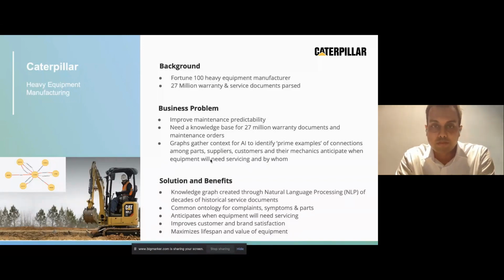for their customers. What they did was they created a knowledge graph through natural language processing on Neo4j for decades and decades of historical service documents, created a common ontology for complaints, symptoms, parts, gave this in the hands of the engineers and the customer satisfaction folks so that the lifespan and the equipment value goes up.